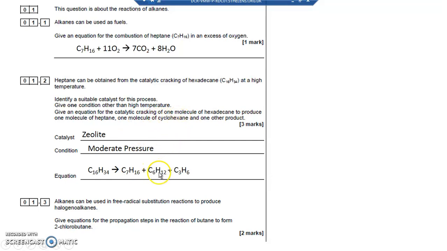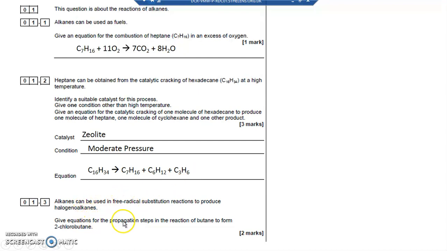Cyclohexane is C6H12. Remember, it's got the general formula of an alkene, so you double the 6 to make a 12, because it's in a cyclic structure. And then one other product, and you can work out what that's going to be. Let's just check. 7 add 6 is 13, 16 C's on the left, so I've got 3. 16 add 12 is 28, 34 take away 28 is 6, so I'm going to make propene.